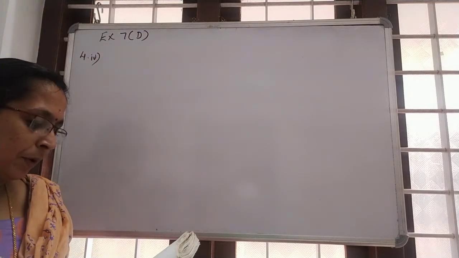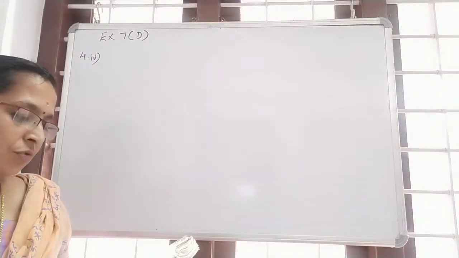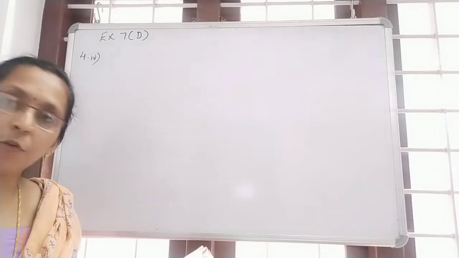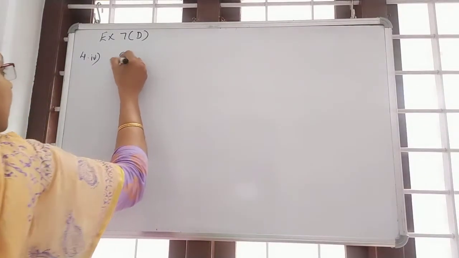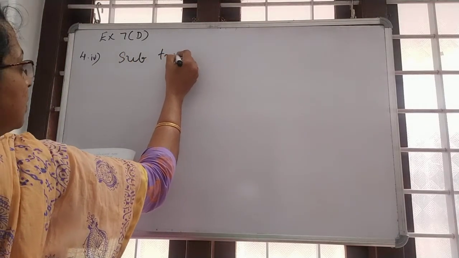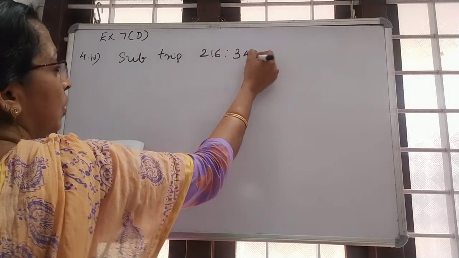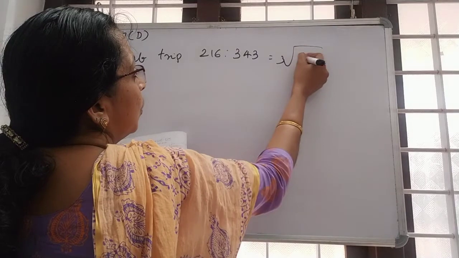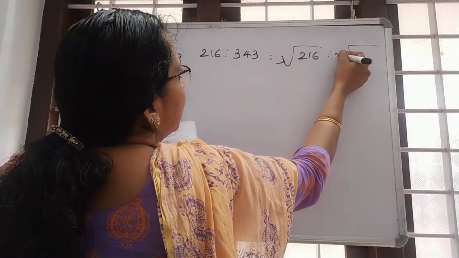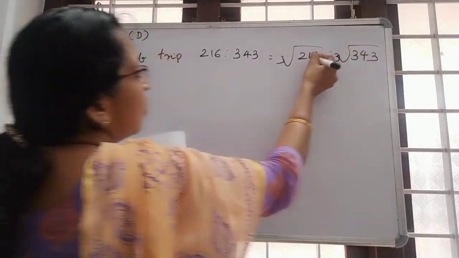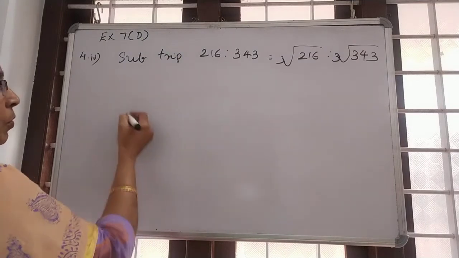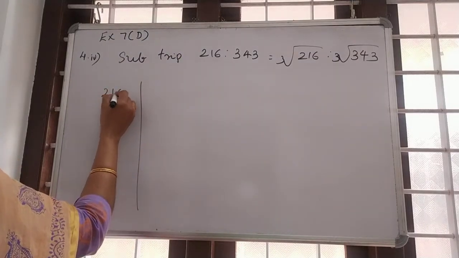Fourth one, subtriplicate ratio of 216 is to 343. Subtriplicate means what? We want to take the cube root. Cube root of which one? Cube root of 216 is to cube root of 343. So how can we take this cube root? Do in the working column.